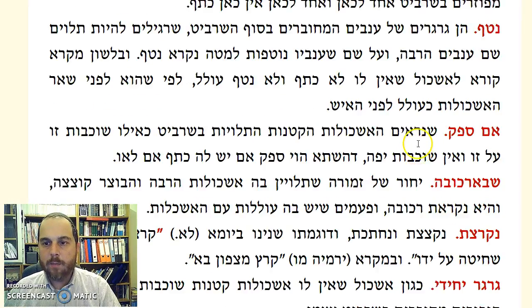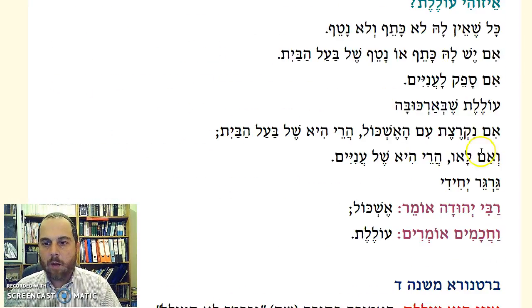Back to the Mishnah. Gargar yechidi, Rabbi Yehuda omer eshkol. Rabbi Yehuda says that's considered a cluster, and therefore belongs to the Balabai. Chachamim omrim olelot. The Chachamim say no, those aren't clusters. Clusters are those that bunch onto the stem, and therefore they're olelot, and it belongs to the ani.